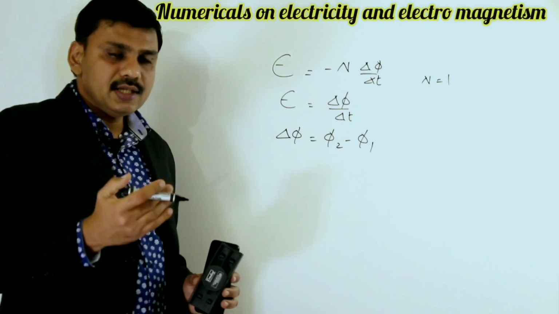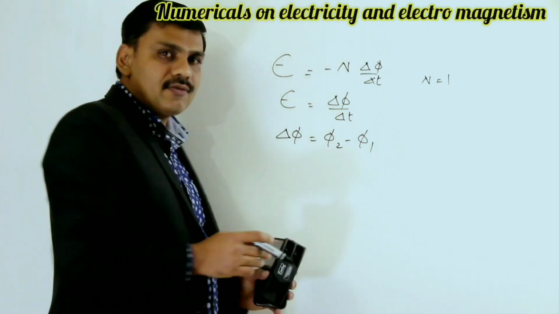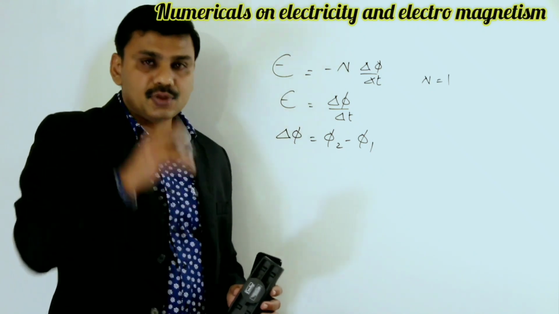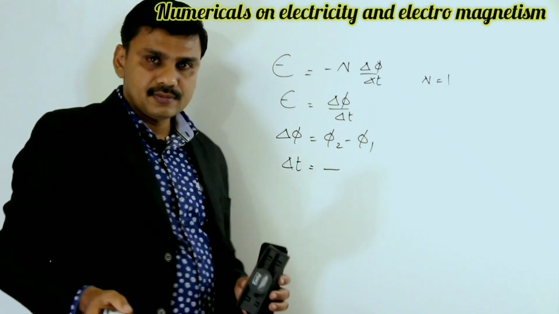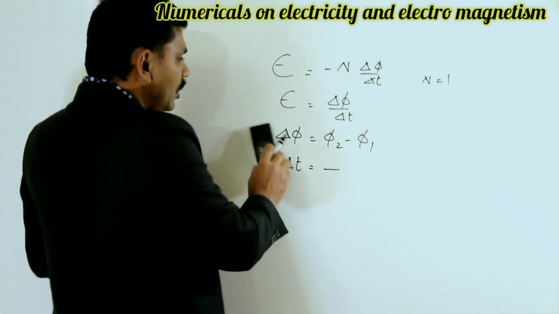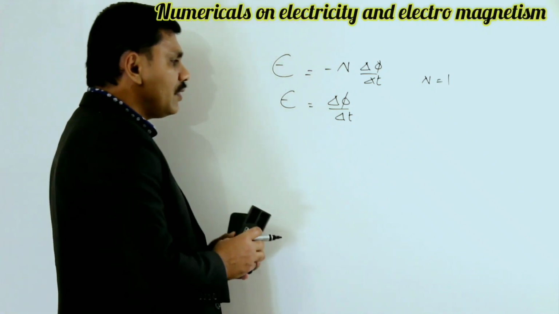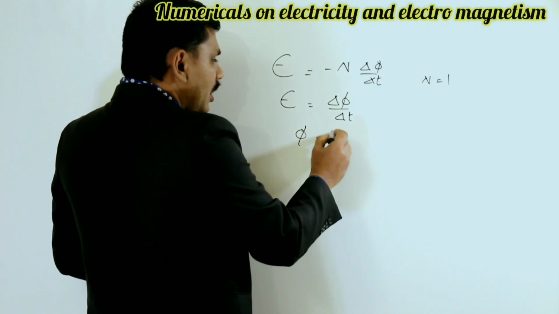If the change in the flux is directly given, or the initial flux and final flux are given, you can substitute directly there. And the time will be given in the question. So you can calculate the induced EMF. If it is given for calculation, flux equals BA cos theta.